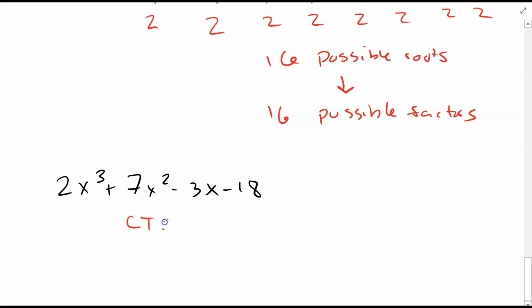So my constant term is 18 or -18. It doesn't really matter which one you call it here, since when we list the factors, we only care about the positives anyway. So what are our factors of 18?